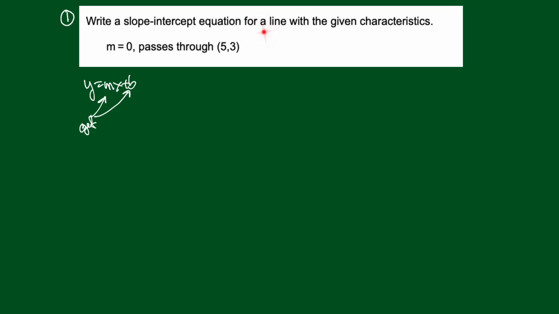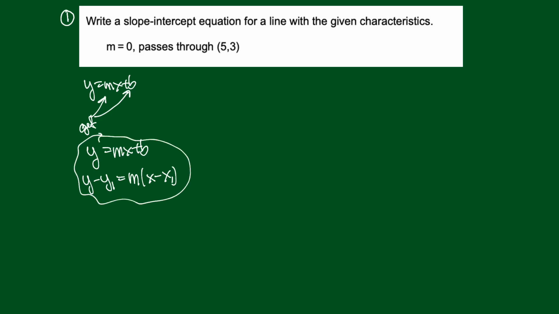As soon as I see "write the slope-intercept form for an equation," I want to write the equation of a line. Here's what I think. I think these two forms right here: y equals mx plus b, and y minus y1 equals m times x minus x1. These are the two templates for equations of lines.